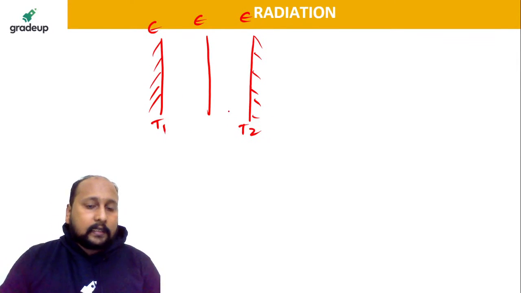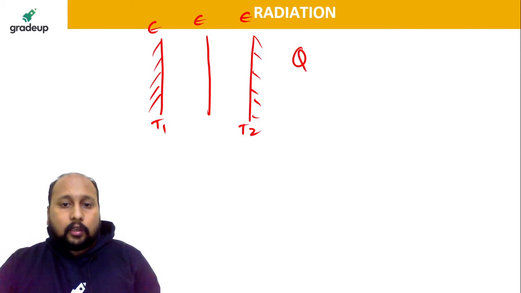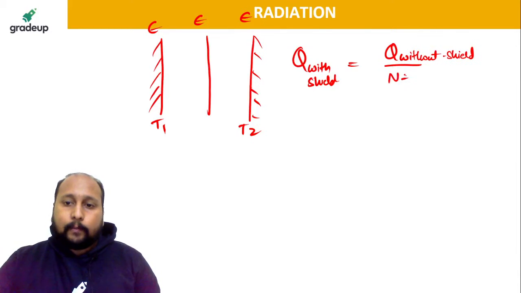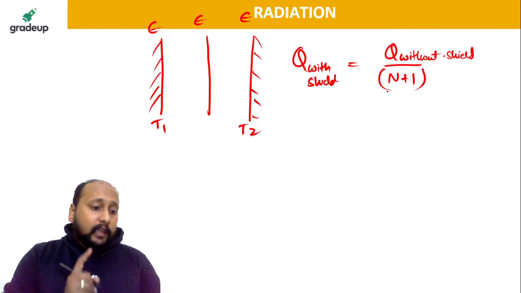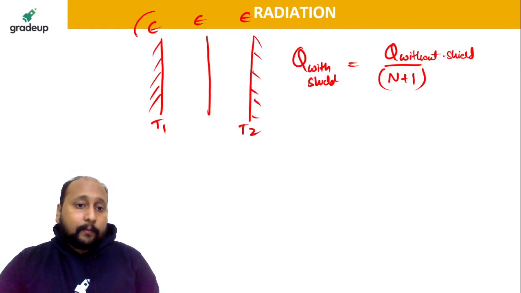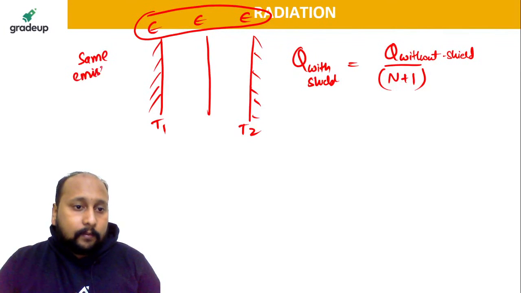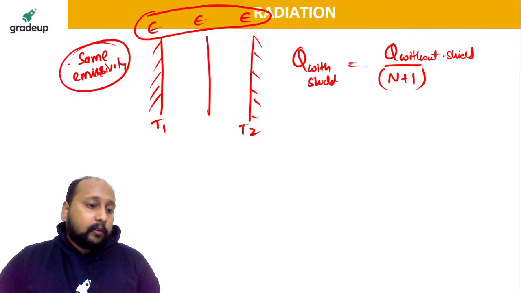Now in this case there's a very short formula. Your Q with shield is equal to Q without shield divided by n plus 1. This is applicable only if the plates and the shields have the same emissivity. All have the same emissivity. Then only can you use this formula.